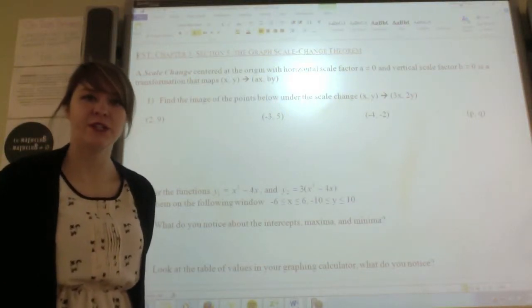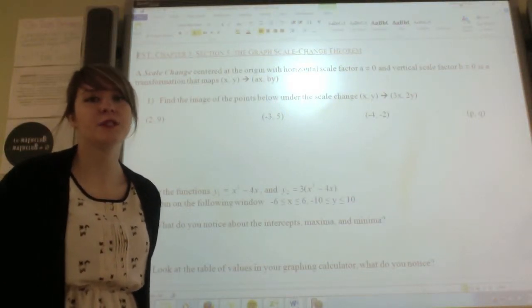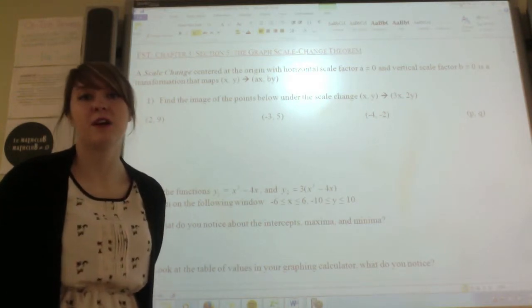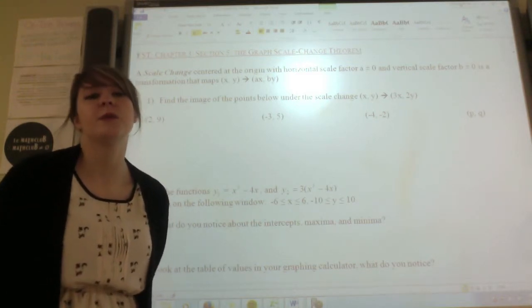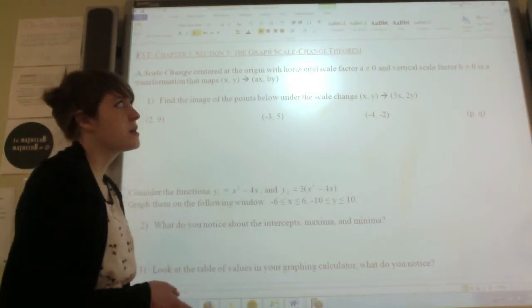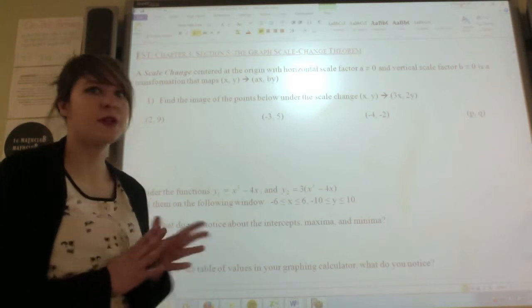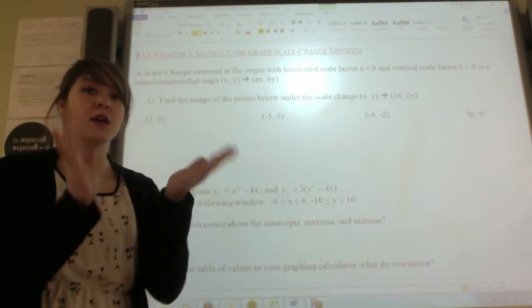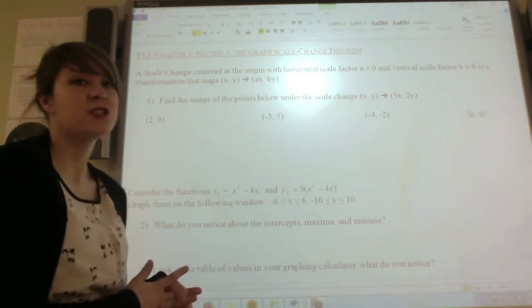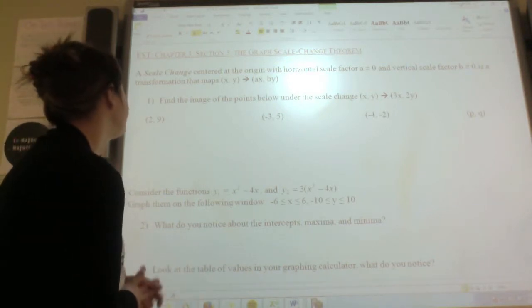Hey guys, today we're doing Chapter 3, Section 5, which is on the scale change theorem. So we've already talked about the graph translation theorem, which is when I'm translating a graph, moving it left to right, up and down. Now we're going to talk about the graph scale change theorem, which is basically changing how narrow or wide a graph is by using multiplication instead of addition and subtraction.